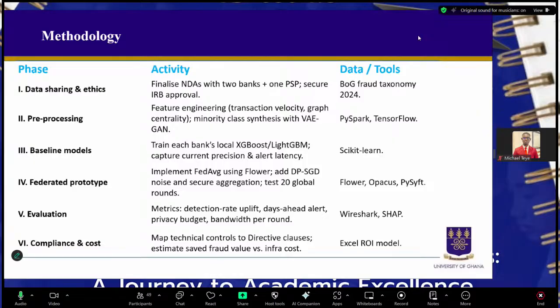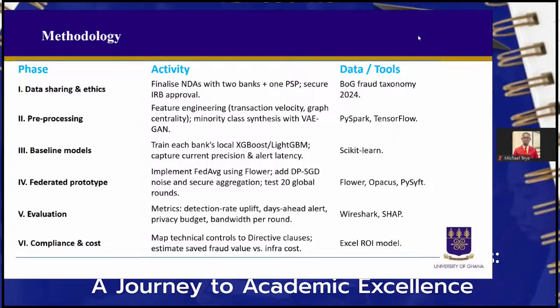2024. Then with the feature engineering or data pre-processing, the purpose of this is to transform our data into a form where we can now make decisions on it. So we are going to apply machine learning techniques like transaction velocity, graph centrality, and minority class synthesis with VAE-GAN. With the VAE-GAN, we are going to generate the synthetic data for the model training. And the tools we are going to use are PySpark and TensorFlow.